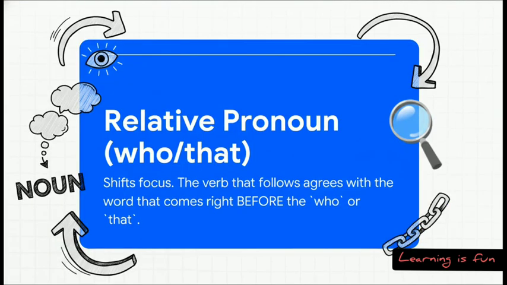So, the secret here is something called a relative pronoun. Words like who or that are special. They create a link, and in doing so, they shift our focus. The rule you need to remember is this. The verb that comes after who or that must agree with the noun that comes immediately before it, not the subject at the very beginning of the sentence.